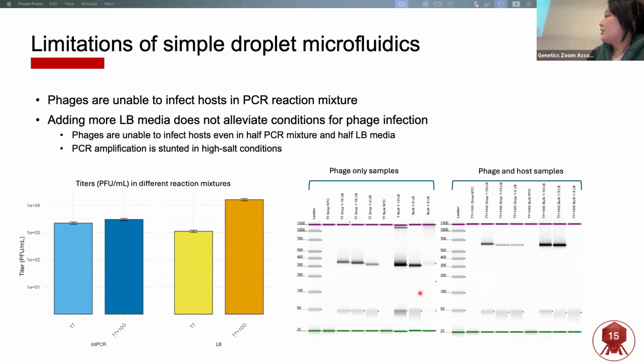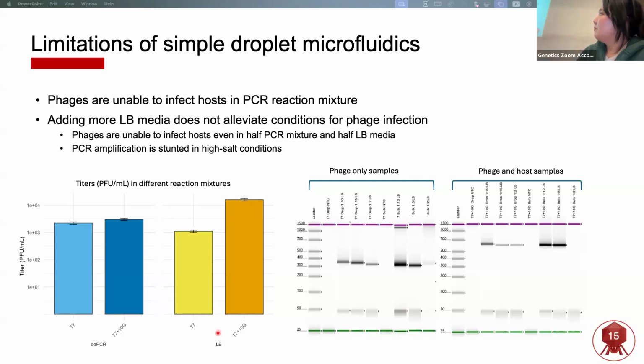But you can see in these gels and this bar plot right here that there really is no difference. Over here on the left, this is with the ddPCR environments, and you can see that the titers don't increase at all. Comparably, this is their control, which is in LB media, and you can see that they should have increased.